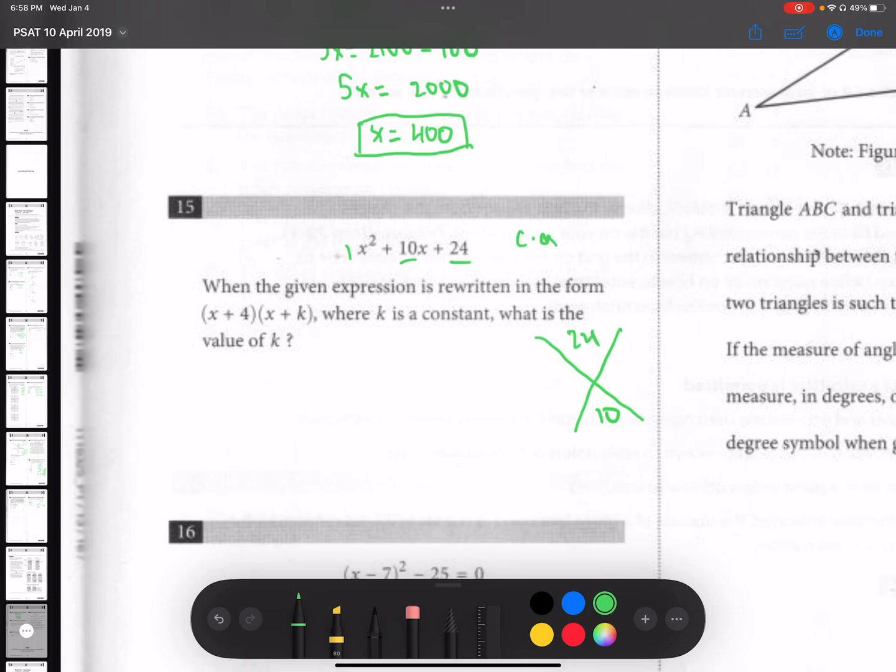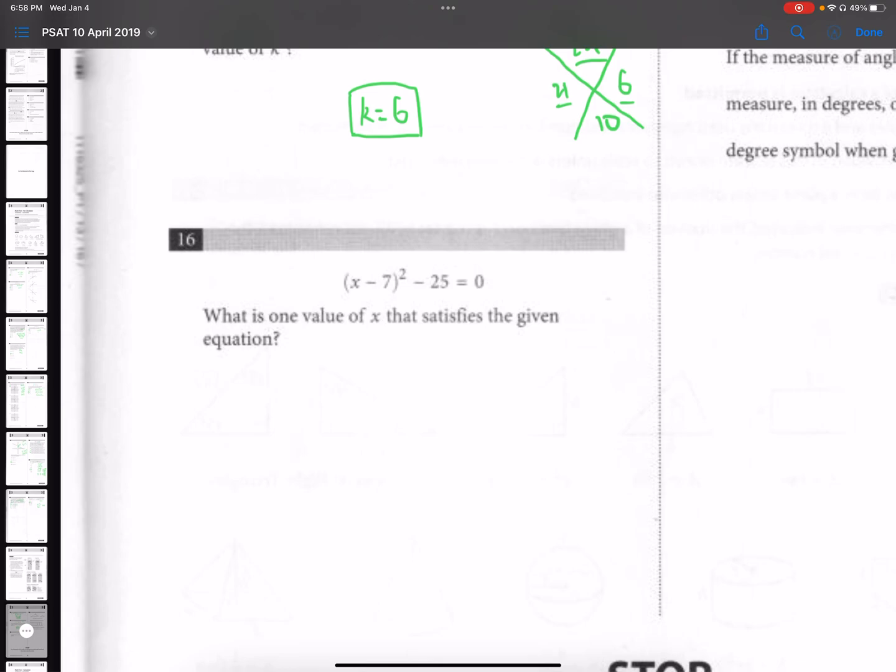Now to find common factors that multiply to equal 24 and add to equal 10. And we're already given one of our factors. So 24 divided by 4, that'll give us 6. And 4 plus 6 is also 10. So that means our k value should be equal to 6, because that does make perfect sense, because 4 plus 6 is equal to 10. 4 times 6 is 24. So that's our answer.